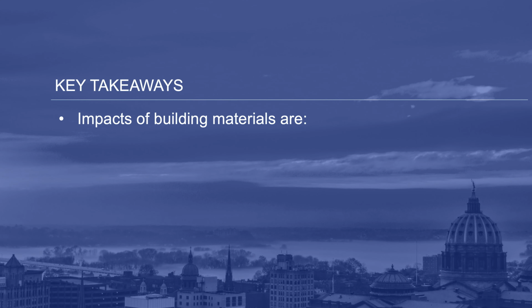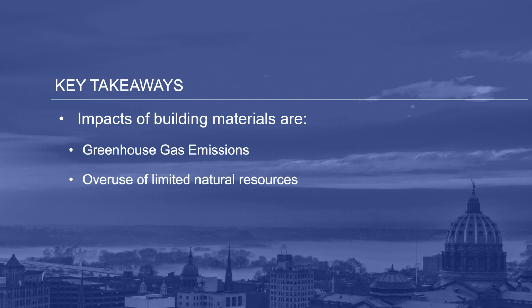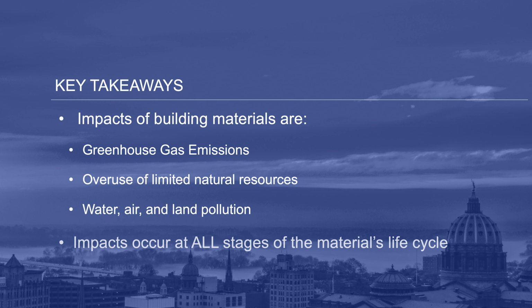Let's review what we covered in this video. Number 1, material use during building construction and operation can have 3 major impacts. A. Greenhouse gas emissions. B. Overuse of limited natural resources. And C. Pollution, including water, air, and land pollution. Number 2, the impacts of materials occur at all stages of their life cycle.